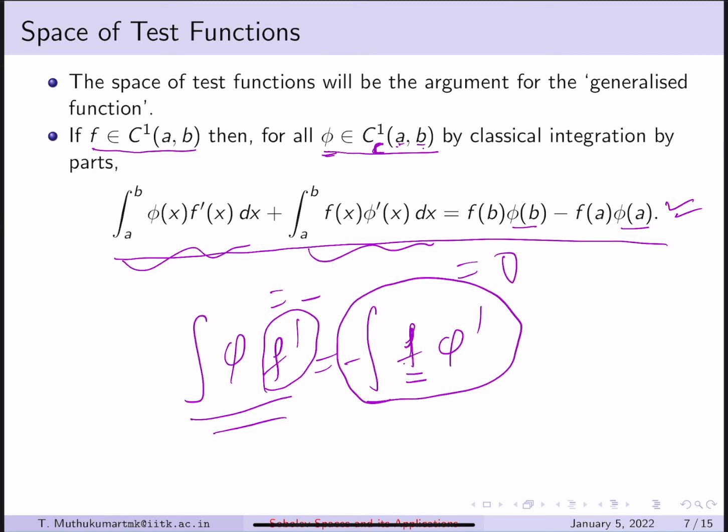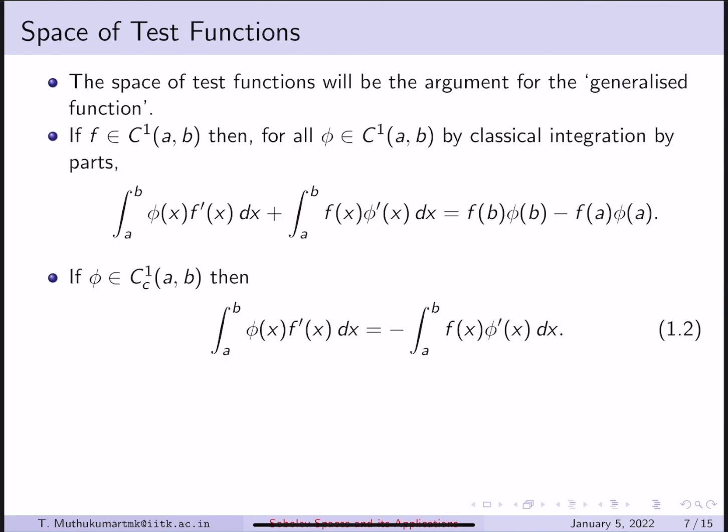So what we do is that we just take phi to be compact support, then you remove this, make it 0, and then you have some relation between f phi and f prime phi, and so phi prime and so on. Now this integration by parts is actually valid. Now this is what I said. So if I take compact support, I get this relation, okay?